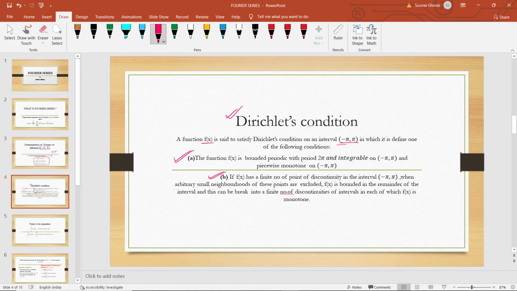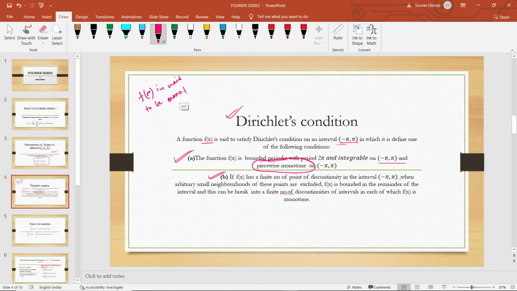So what is the first condition? The function must be periodic with period 2 pi, integrable over the interval minus pi to pi, and piecewise monotone on minus pi to pi. Now I think there is a question in your mind: what do you mean by piecewise monotone? Here we can say that a function is said to be monotone if it may be monotone increasing or monotone decreasing.